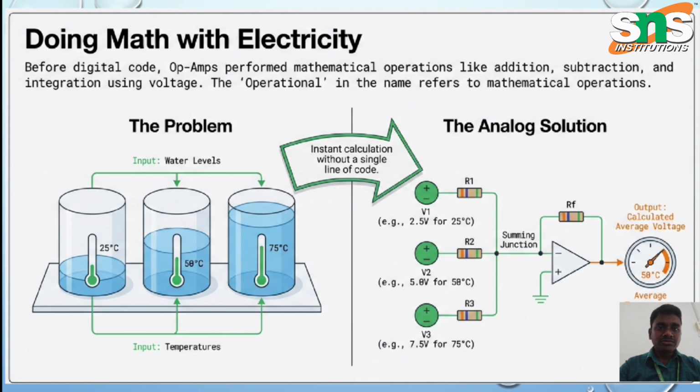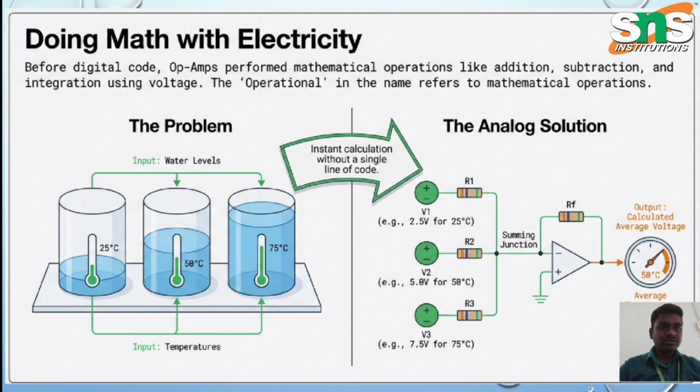Let's see 3 beakers with water, at different levels of water. Then we are heating up the waters. So this is the problem: we want to find out the average temperature. The first beaker is at 25 degrees Celsius, the second beaker at 50 degrees Celsius, and the third beaker at 75 degrees Celsius. We want to find out the average temperature of the water in these 3 beakers. So let's see the analog solution for that.